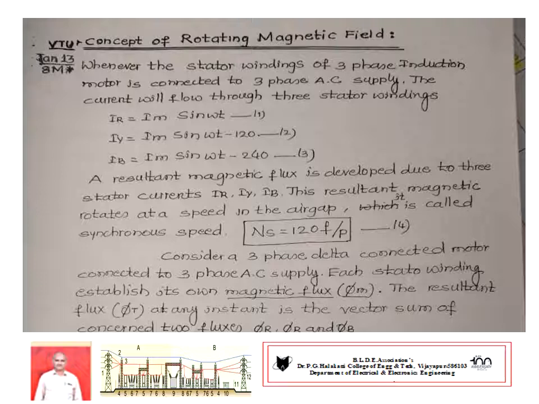Each current produces its own magnetic field because three stator currents are there. Hence, as an effect of all three stator currents, three fluxes are produced, which you can consider phi r, phi y, phi b, the respective fluxes of the stator currents IR, IY, IB. These respective fluxes will shift their position continuously with respect to time. So, let phi t be the resultant flux or total magnetic flux.